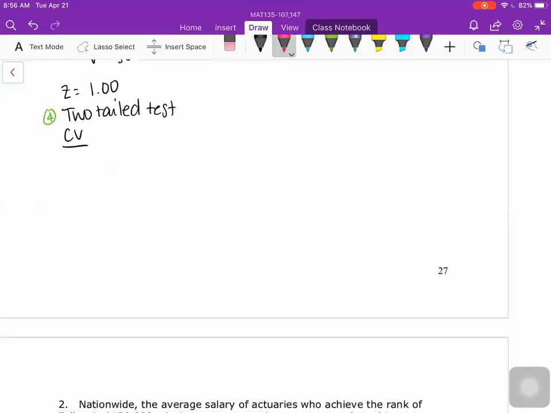The critical value method we know is based on alpha. In this case, because it is a z-test, we're going to use inverse norm to find our critical value. And to make our decision, we're going to compare the critical value to our test statistic.